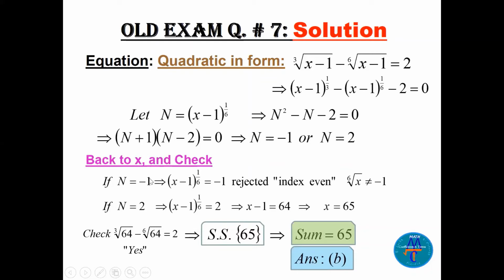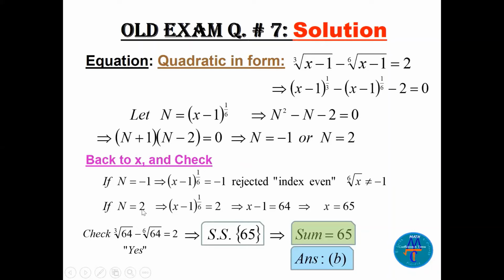Now back to x. N is equal to minus 1 here. So n is x minus 1 to the power 1 over 6, equal to minus 1, rejected. Why rejected? Because here we have a 6th root. The 6th root of x minus 1, which is even, cannot be negative. Suppose you put the power 6 on both sides, then you have to go back and check. It does not check. So if the index is even and there is a minus outside, it is rejected.